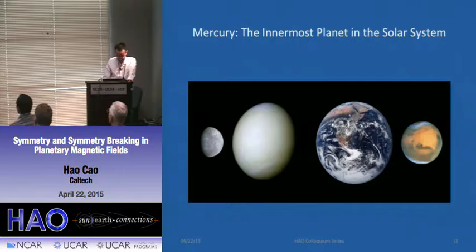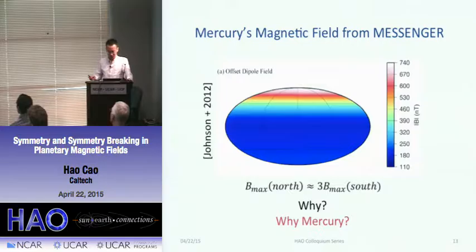With that introduction, I'm going to talk about Mercury. So Mercury is the innermost planet in the solar system. And those are actually the visible images of the four terrestrial planets of the solar system stacked together. If you look at them with the naked eye, you can see them. They actually look like this.